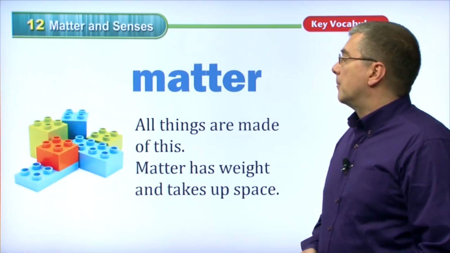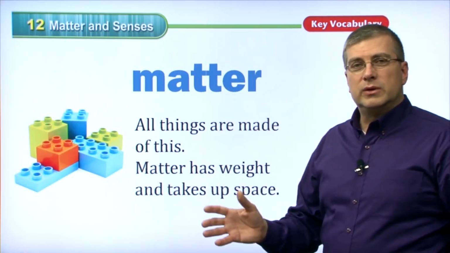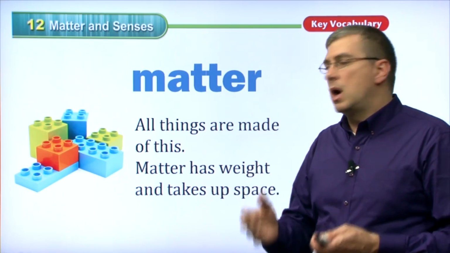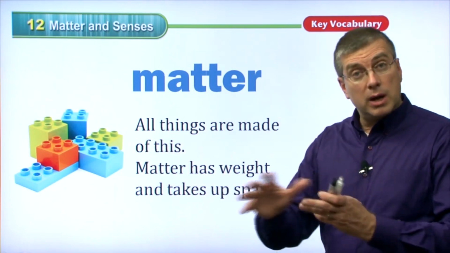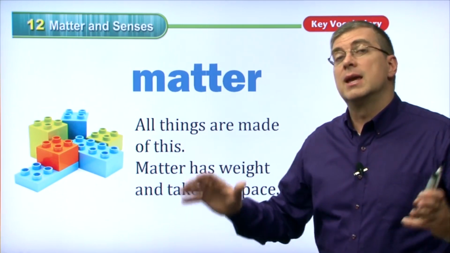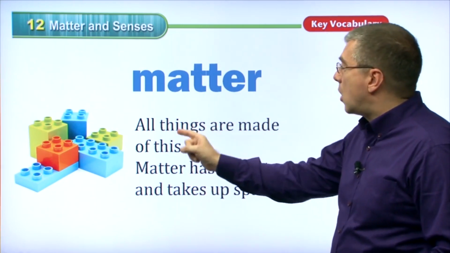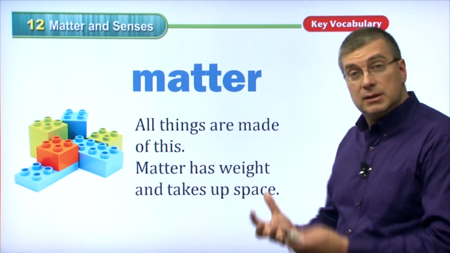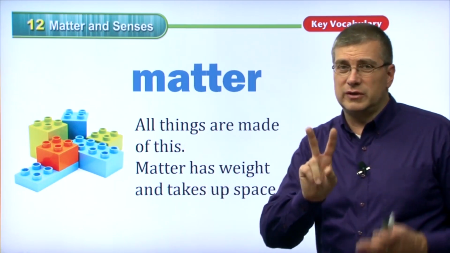Okay, now let's talk about another word here, matter. We're talking about the 5 senses. Why? Because we want to know about matter. We're looking around us. We want to know about our environment. We want to know about the things that are around us. And this is called matter. Matter is all things are made of this. Matter has weight, right? And it takes up space. So 2 main features of matter.